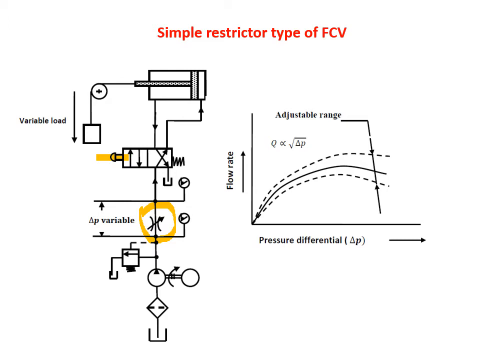So from here you can easily change the amount of fluid which is supplied to this actuator, and thereby you can control the velocity of this actuator during the forward stroke. So you can easily control the velocity by which this particular weight is getting lowered to the ground. Okay, so this is a simple application of a flow control valve.